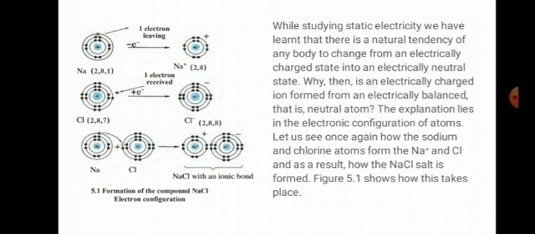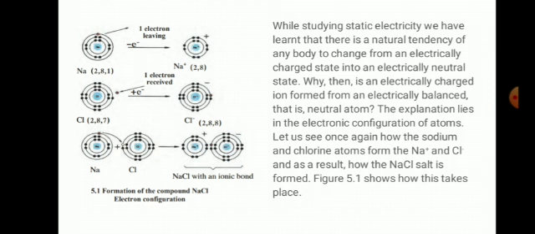While studying static electricity, we have learned that there is a natural tendency of any body to change from an electrically charged state into an electrically neutral state. Why then is an electrically charged ion formed from an electrically balanced, that is neutral atom? Children, you all know atom is electrically neutral. Why is it so?